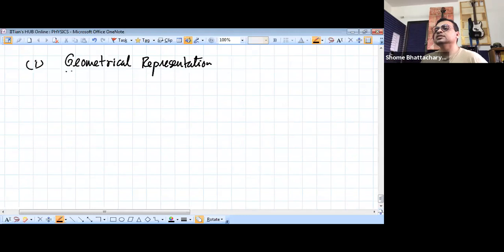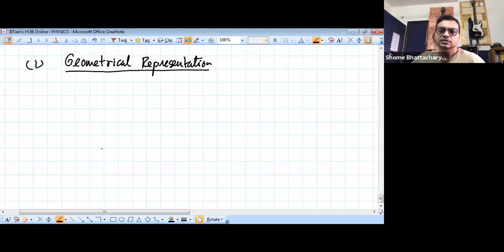So as the name suggests, in geometrical representation, what we do is we use geometry. How can we use geometry to represent a quantity which has both magnitude and direction? One easy way, for example, is that geometrically we can always define the amount of a quantity by a line, because a line has a specific length. For example, when we draw bar graphs, we represent the amount of a quantity with a bar of a certain length.